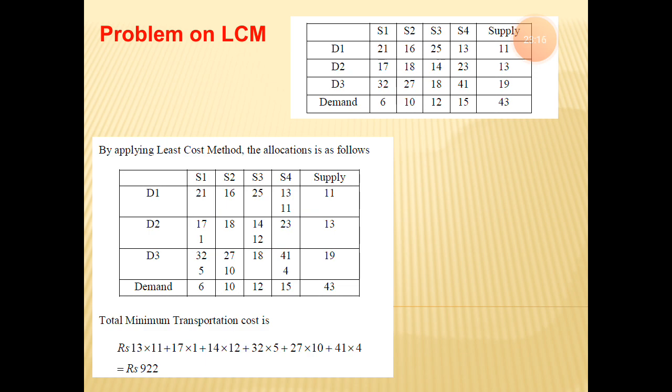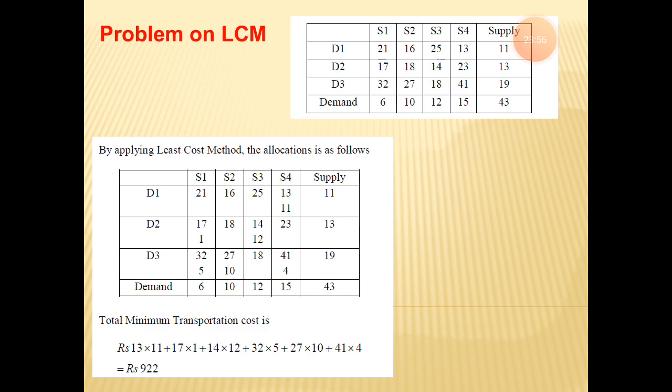Going to the next cost, which is the minimum here? 18 is not possible to allocate because 12 is already allotted at the cost 14. You should select the next minimum value. 27 is the minimum value, and for that we allocate 10. After that we go for 32, for which we allocate 5, and then we allocate for 41 as well. Now it is all satisfied.